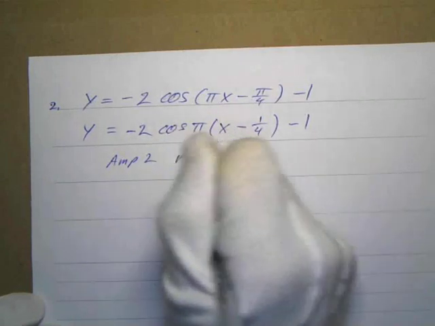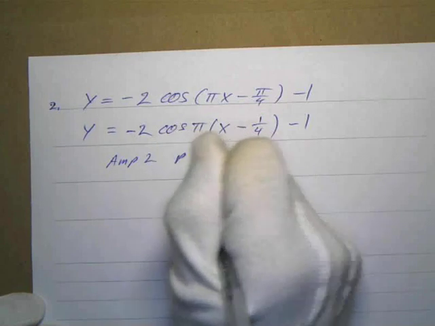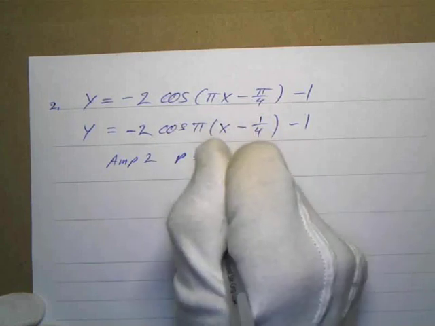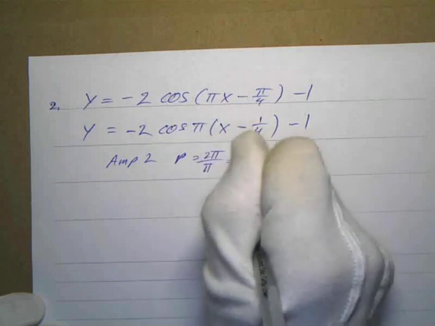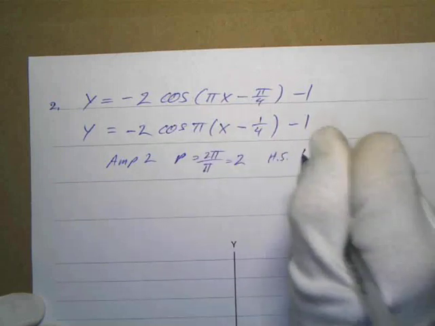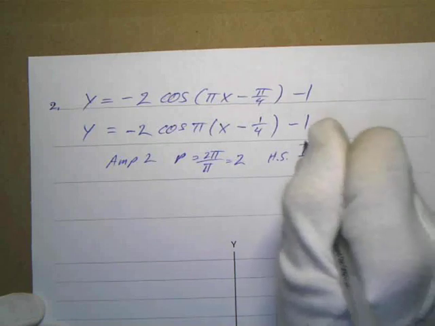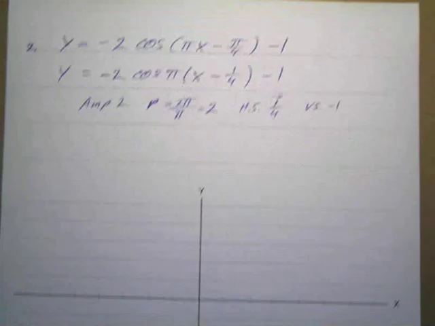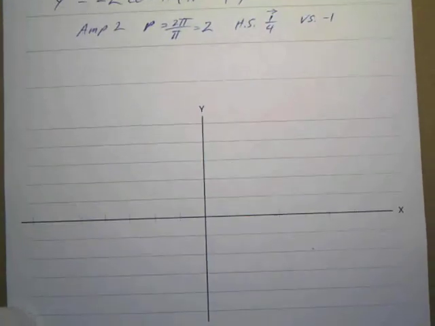My period is 2 pi over b, so that's going to be 2 pi over pi, which would be 2. I've got a horizontal shift of positive 1/4, so that's 1/4 to the right, and a vertical shift of -1. So once we've got all that, take a look at this.